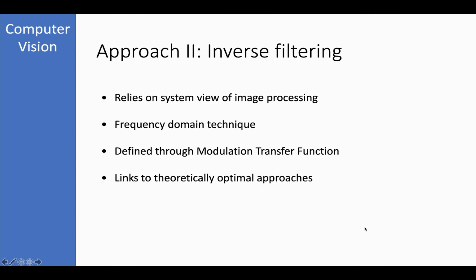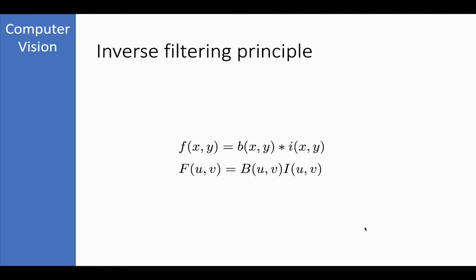The second operation is called inverse filtering, and it relies on the system view of image processing. It is a frequency domain technique, and it's defined through the modulation transfer function. And it really will create the links to more theoretically optimal approaches like the Wiener filtering we will see next. The idea is quite simple.